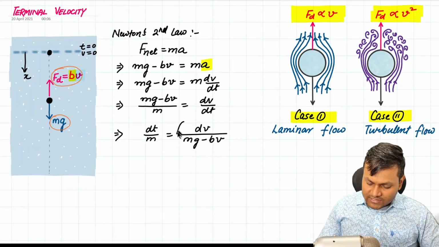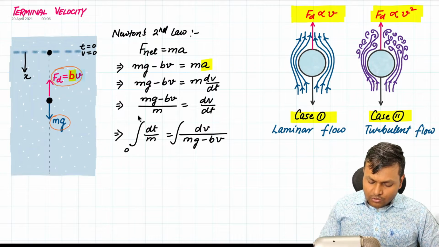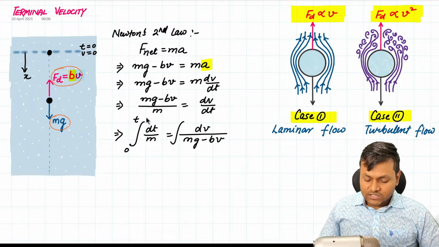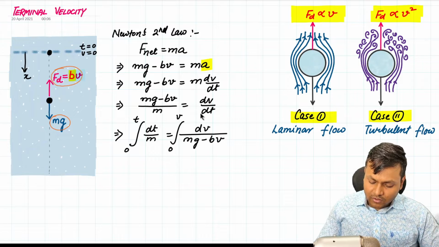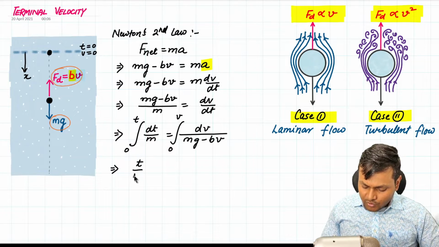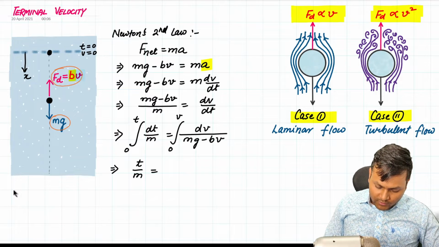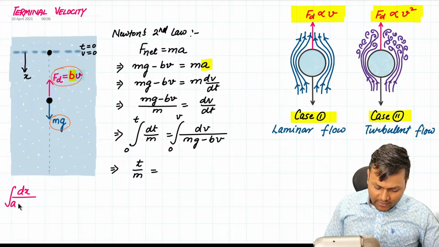In that kind of a situation I can integrate both the left hand side and the right hand side, from time t equal to 0 to some random time t, and from velocity 0 to some random velocity v. The left hand side is simply t upon m, while on the right hand side I can use the simple integration formula that the integration of dx divided by (a plus bx), where a and b are constants, is simply 1 upon b ln of (a plus bx).